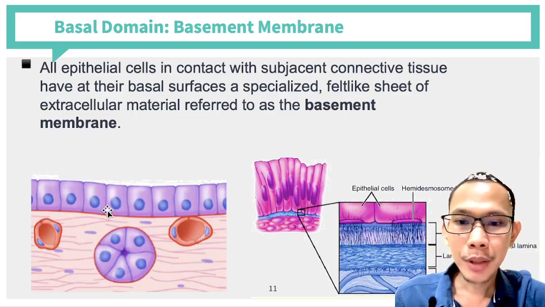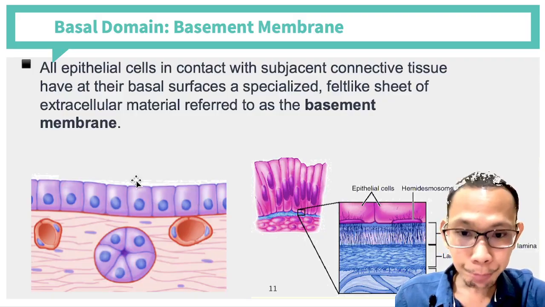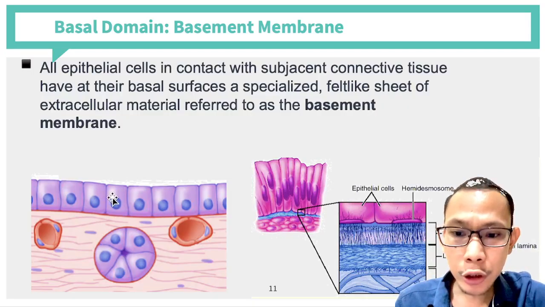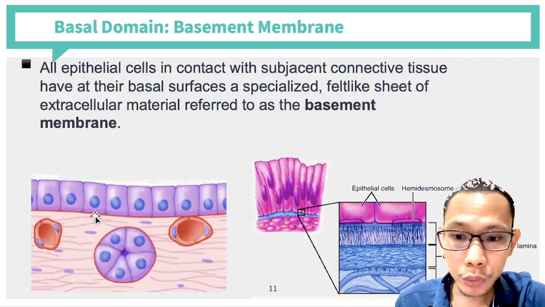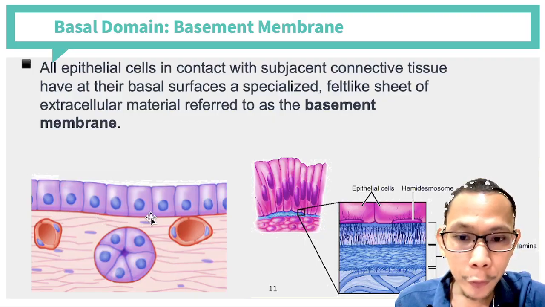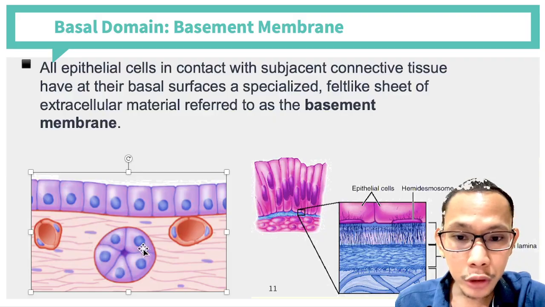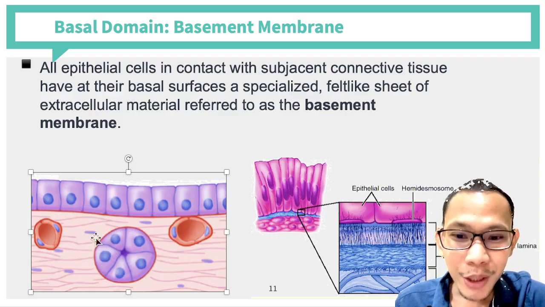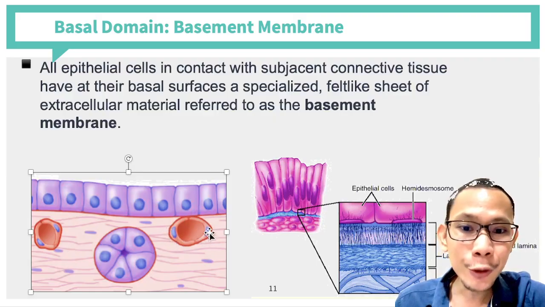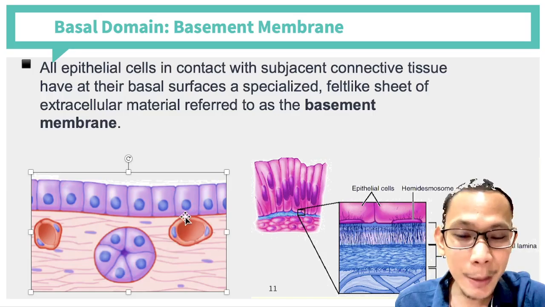The first picture here is an extracellular membrane in red. This red here refers to your basement membrane. Of course, your glandular epithelium also has a basement membrane that will separate the glandular epithelium from your connective tissue. This portion here is your blood vessel. Take note, this is a blood vessel.